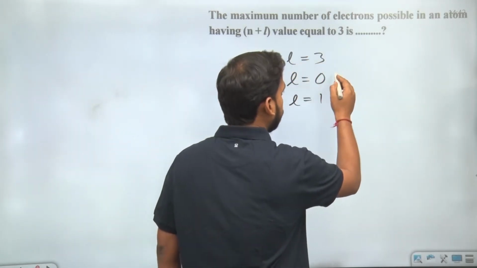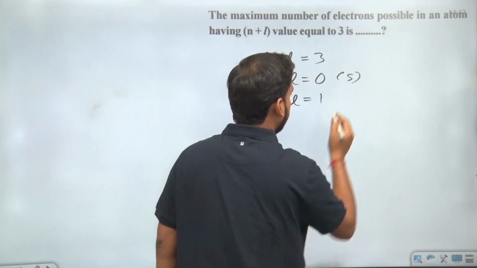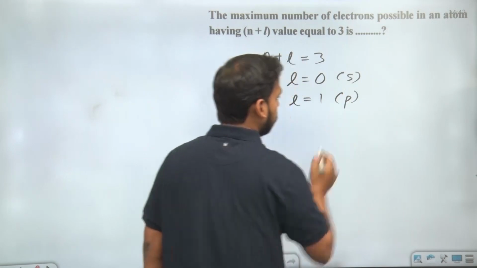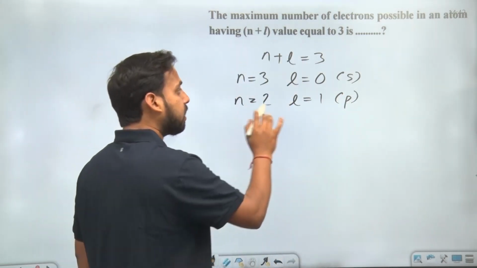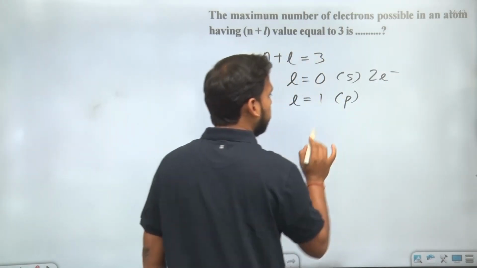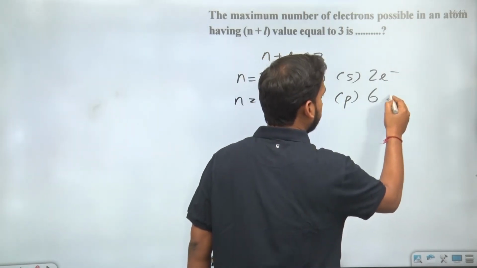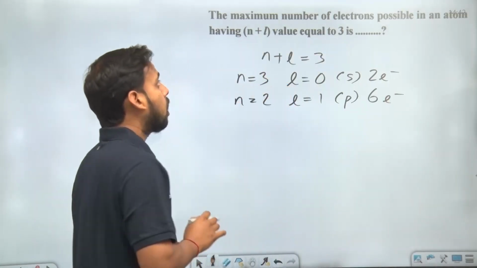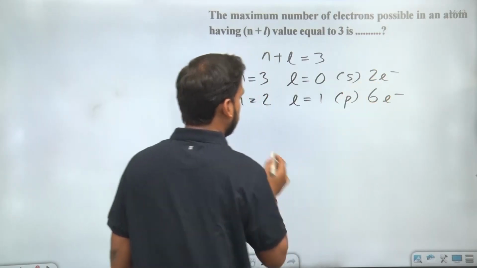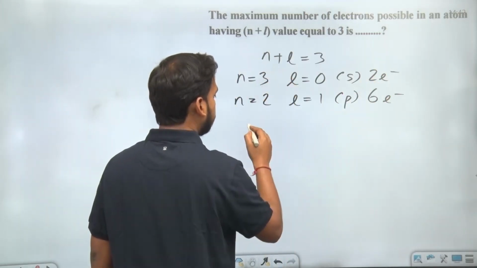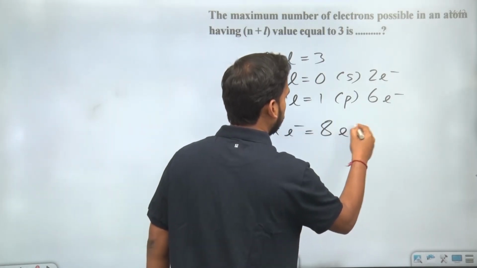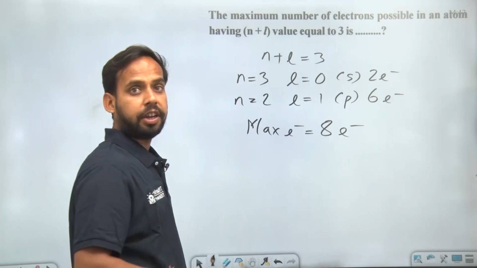When l equals 0, that means it is an s subshell. And when l equals 1, that means it is a p subshell. In the s subshell, the maximum possible electrons are 2, and in the p subshell, the maximum possible electrons are 6. So the maximum number of electrons possible is 2 plus 6, that is 8 electrons. So the answer will be 8.